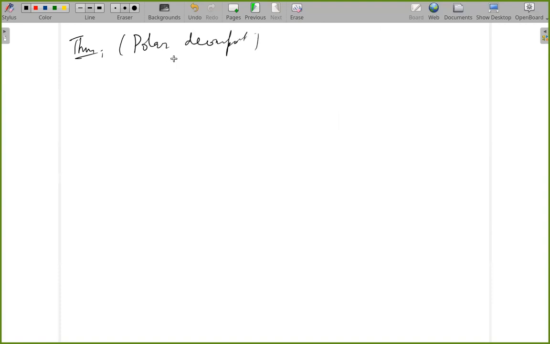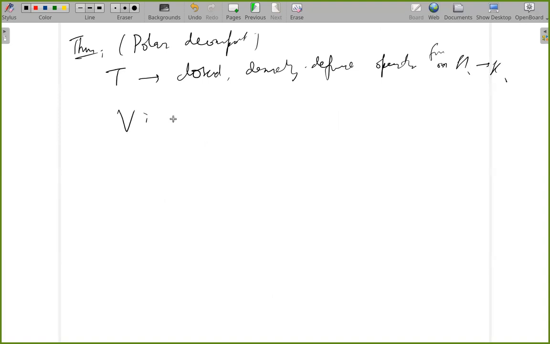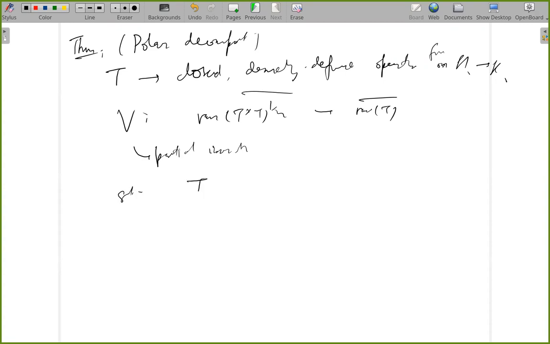We just say that if you have any closed densely defined operator T on H, from H to K, let's even go more general, then there is a partial isometry from the closure of the range of (T star T) to the half to the closure of the range of T. So this is the partial isometry, an isometry on here, and on the complement it is 0, such that T is equal to V times (T star T) to the half.